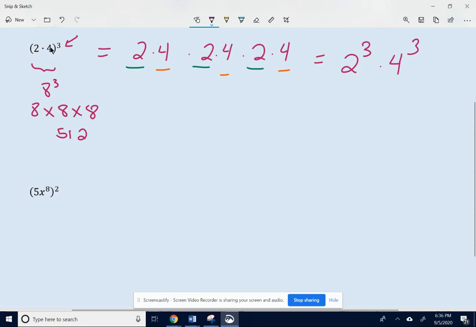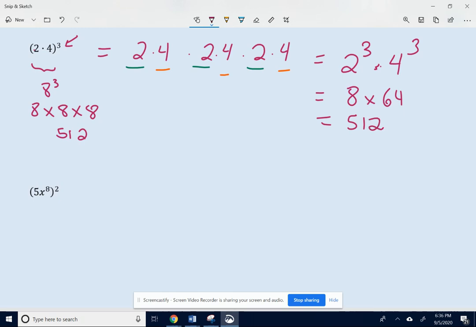2 times 4 raised to the third power will be the same answer as taking 2 to the third power times 4 to the third power. So it's basically just taking each factor to that power and multiplying your two answers together. And we could prove, if you didn't believe me, 2 times 2 times 2 is 8, and 4 times 4 times 4 is 64, and when you multiply 8 times 64, you do get 512.